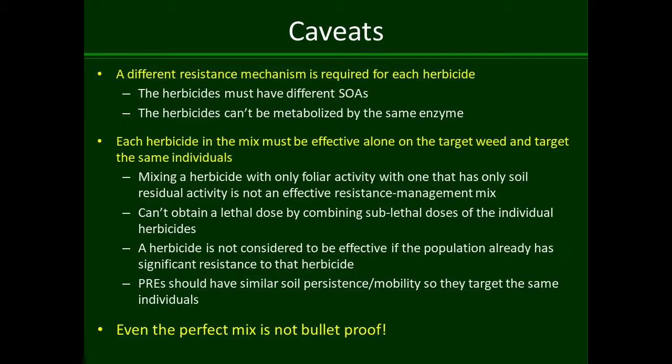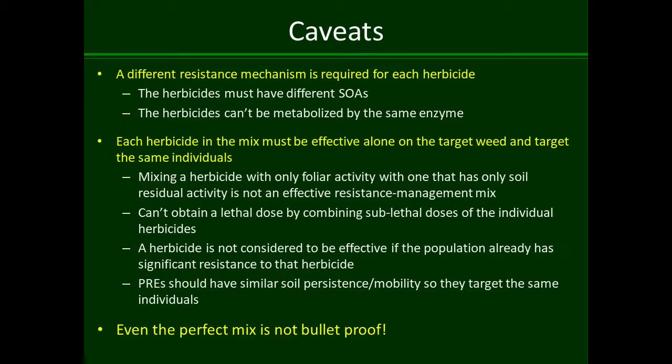Similarly, if the herbicides can be metabolized by the same enzyme, a single mechanism could overcome it, and so those two herbicides are not going to be an effective tank mix in terms of resistance mitigation strategy. Now, fortunately, we know the sites of action of our herbicides, and so we can make our selections based on herbicides with different sites of action. But unfortunately, we don't know the different enzymes that can metabolize our different herbicides. So the second sub-bullet there, we're kind of left to have to guess at.